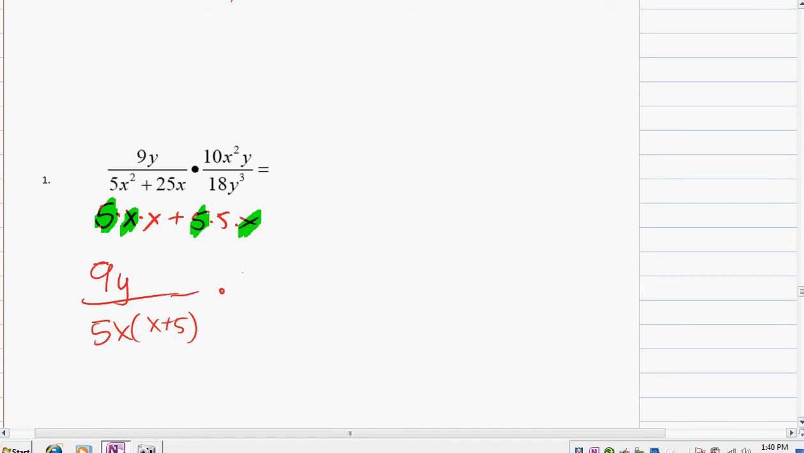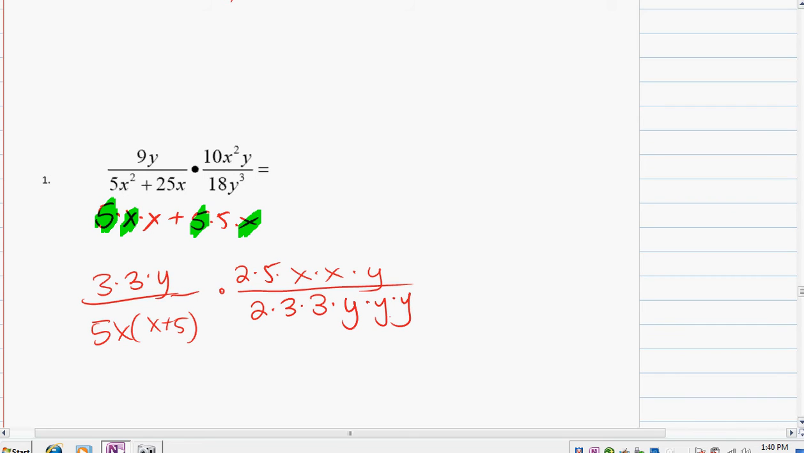times 10 times x times y over an 18. I'll factor. In fact, I'm going to leave 9 on top factored as well. That's 3 times 3 times y. And you'll see y in a second. I'm doing this. 10 I will leave factored as 2 times 5. And 18 is just 2 times 3 times 3 times y cubed, which is y times y times y.